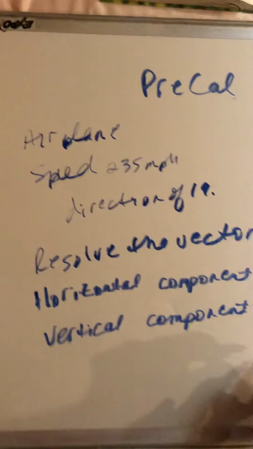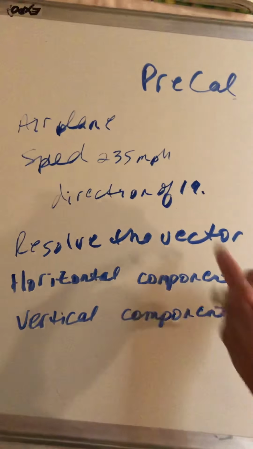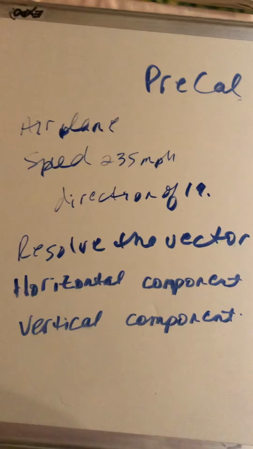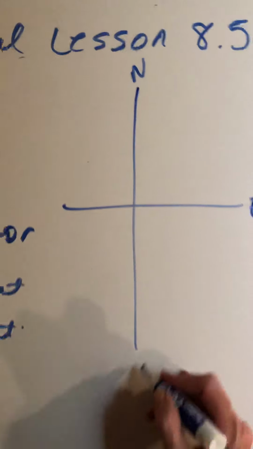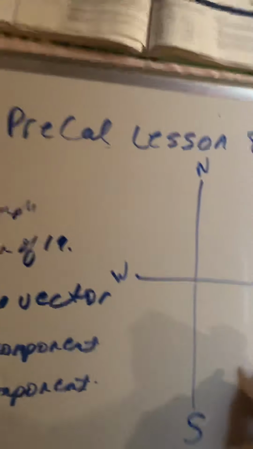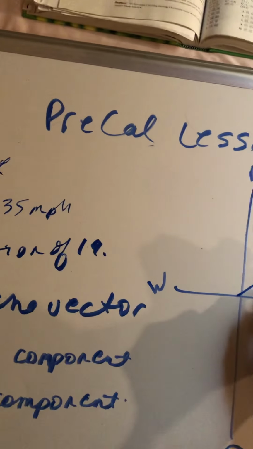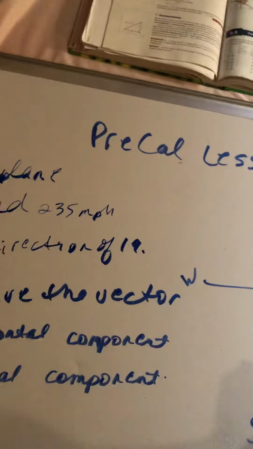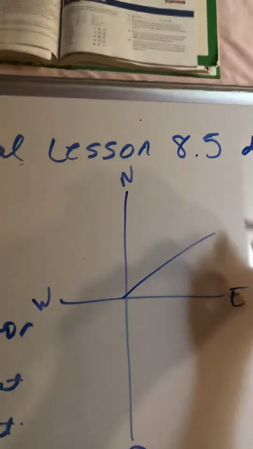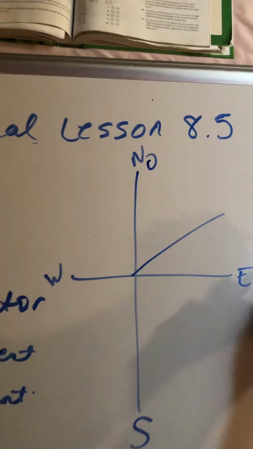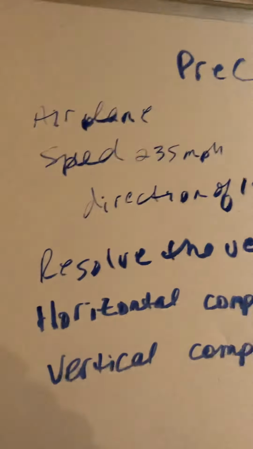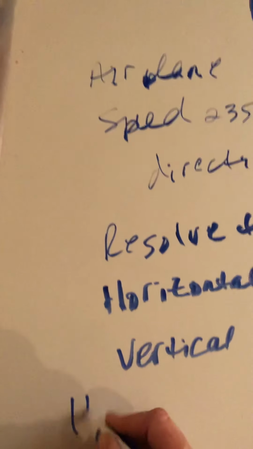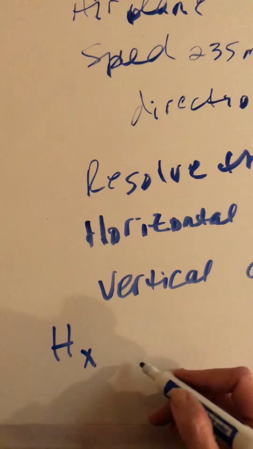Now what's nice about this is that our direction is between 0 and 90. If we're thinking about an airplane, we're thinking about north, east here, south here, west here. So if my direction is 19, it's like I'm between 0 and 90 degrees, so nothing weird happens. If I want the horizontal component, it's my x.